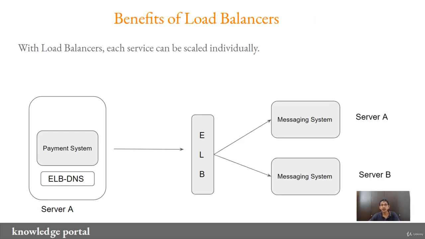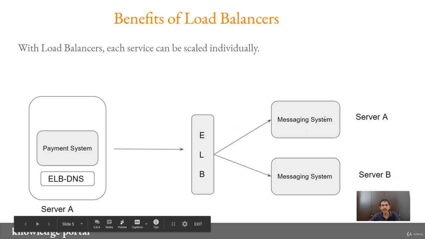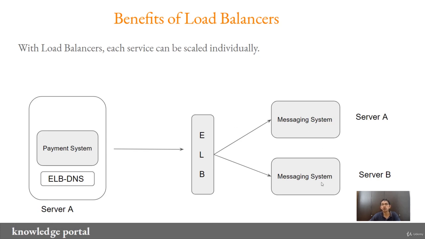Now, there are many advantages of using a load balancer. One example here is that each service can be scaled individually. So if you have an ELB here, you can go ahead and scale the messaging system. You know that tomorrow there is going to be a huge amount of load, so you can start 10 messaging system servers here. So you have server A, server B, server C and so on. And all the payment system needs to do is forward to the ELB of the messaging system. The ELB will in turn take care of how it forwards the request to an appropriate healthy messaging system service here.